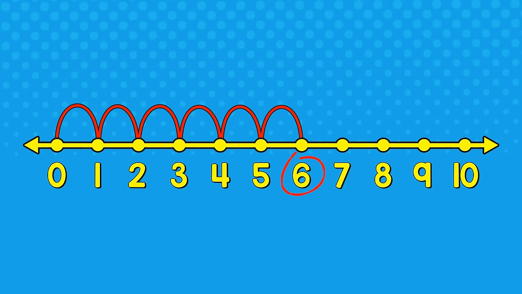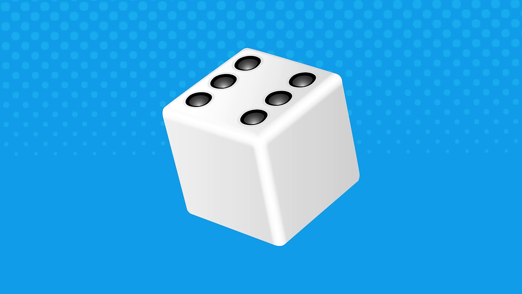I can show the number 6 with tally marks, like this. 6. I can show the number 6 on a number line, like this. 6. I can show the number 6 as a word, like this. 6. I can show the number 6 on dice, like this. 6. I can show the number 6 in many ways.